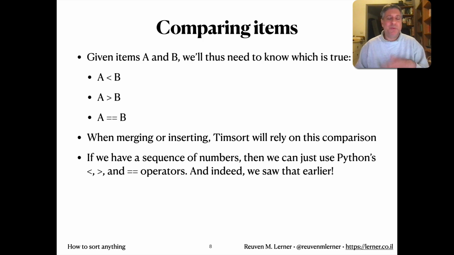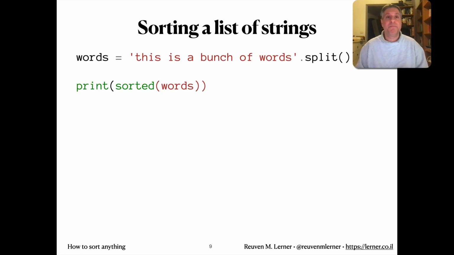Okay, so let's get a little more practical here. Given items A and B, we will need to know which is true in order for TimSort to do its thing. Is A less than B? Is A greater than B? Or is A the same as B? And when it's merging or inserting, TimSort is going to rely on this comparison. If we have a sequence of numbers, then we can just use Python's less than, greater than, and equal operators. And we saw that earlier.